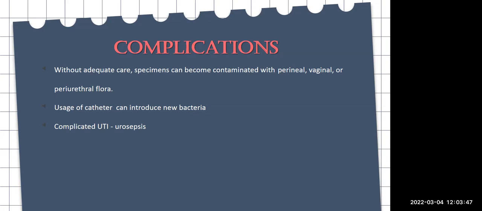So what are the complications? First, without adequate care, the specimen can be contaminated with perineal, vaginal or periurethral flora. Second, usage of a catheter can introduce new bacteria. And the next one is that it can cause complicated UTI and urosepsis. That's all from me. Thank you.